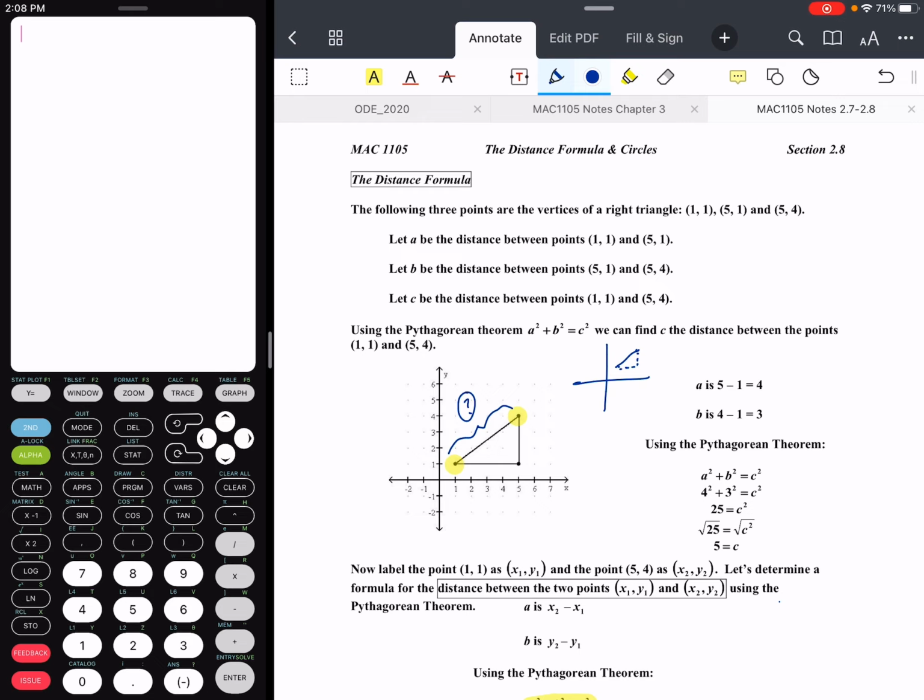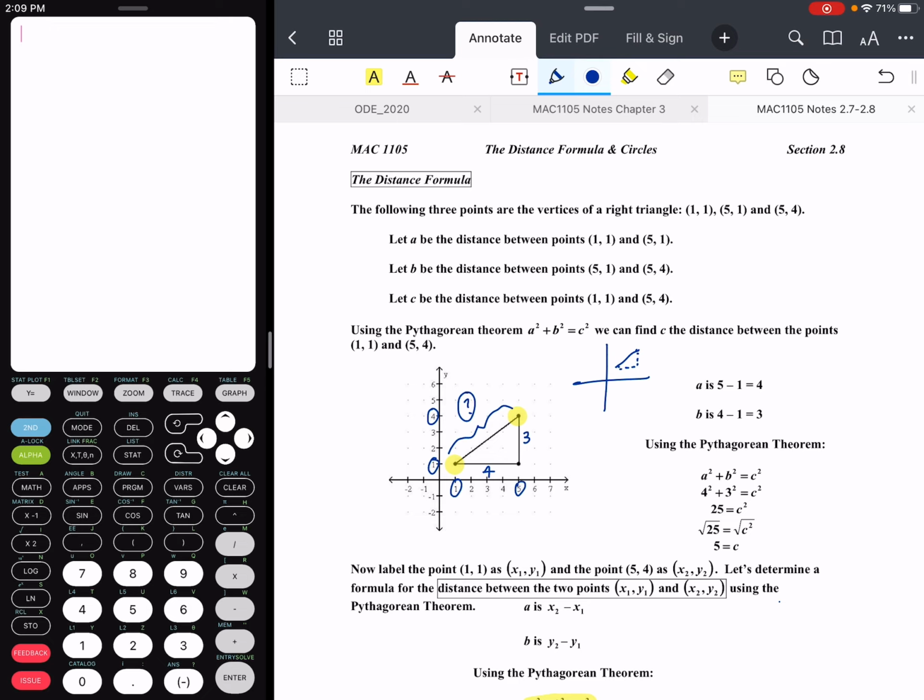It's easy enough to find the distance horizontally from here to here. If an x value of 1 goes to the right to an x value of 5, that means we have a distance of 4 along the base of that triangle. And then vertically, we have a y value of 1 up to a y value of 4. So those are 3 units apart, right? So we have the vertical height of that triangle.